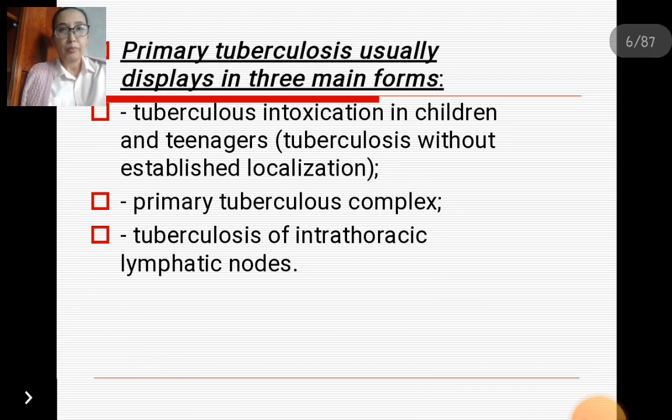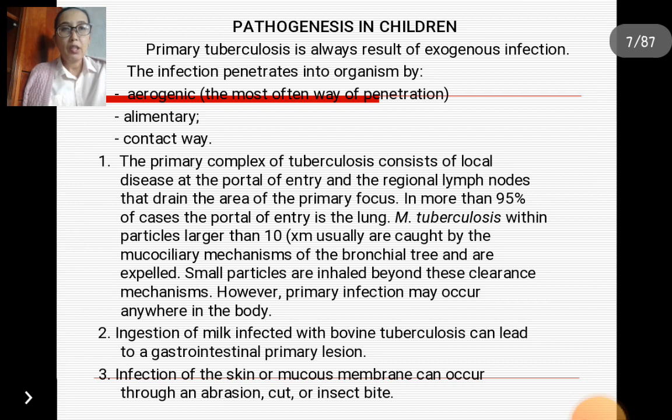Primary tuberculosis. Primary tuberculosis usually displays in three main forms: tuberculosis intoxication in children and teenagers, primary tuberculosis complex, and tuberculosis of intrathoracic lymph nodes. Pathogenesis in children. Primary tuberculosis is always a result of exogenous infection and penetrates into organism by three ways. It is aerogenic way, alimentary way, and contact way.